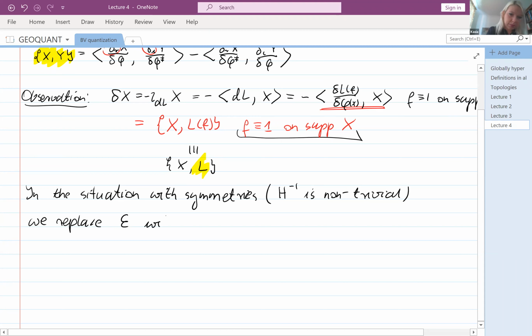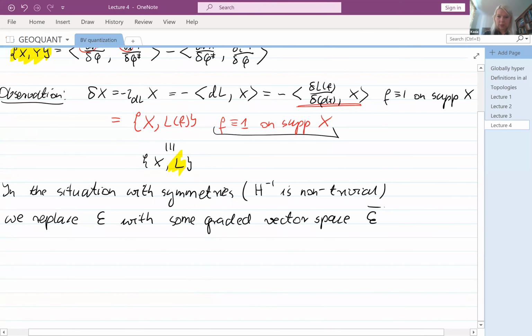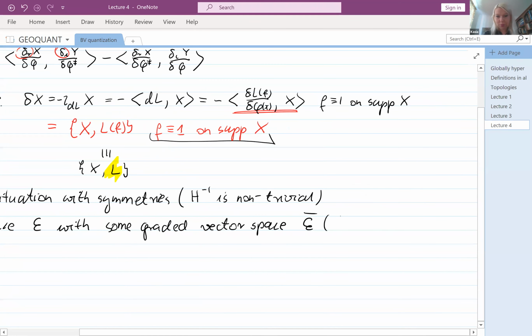So we replace E with some graded vector space, and I will denote it E bar. So it's an extended configuration space. So we add more field configurations. This is the extended configuration space.